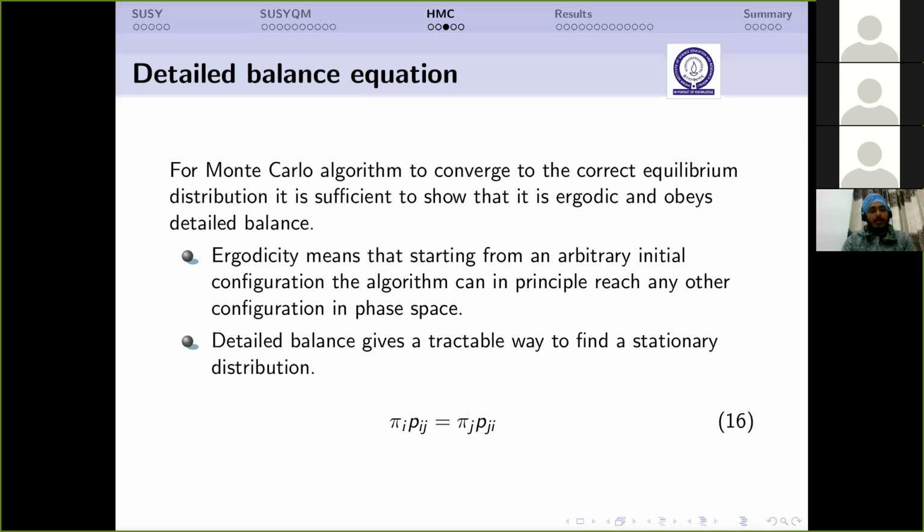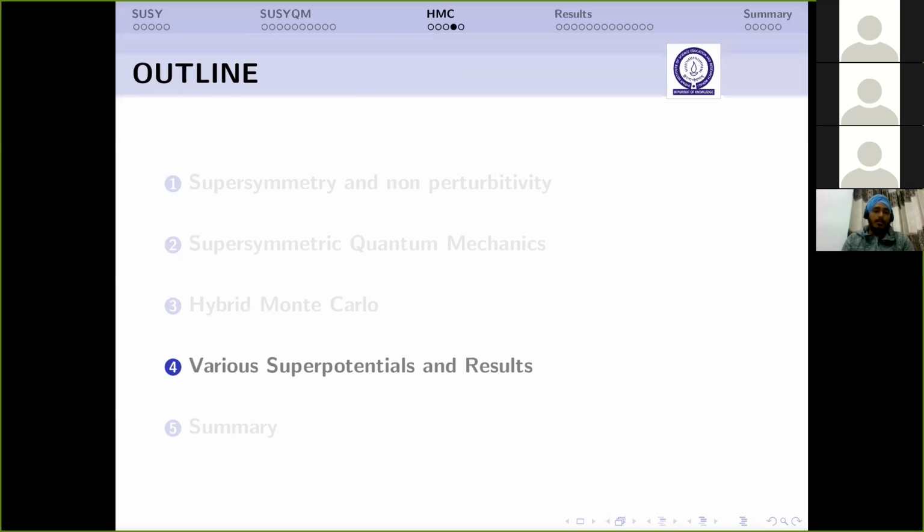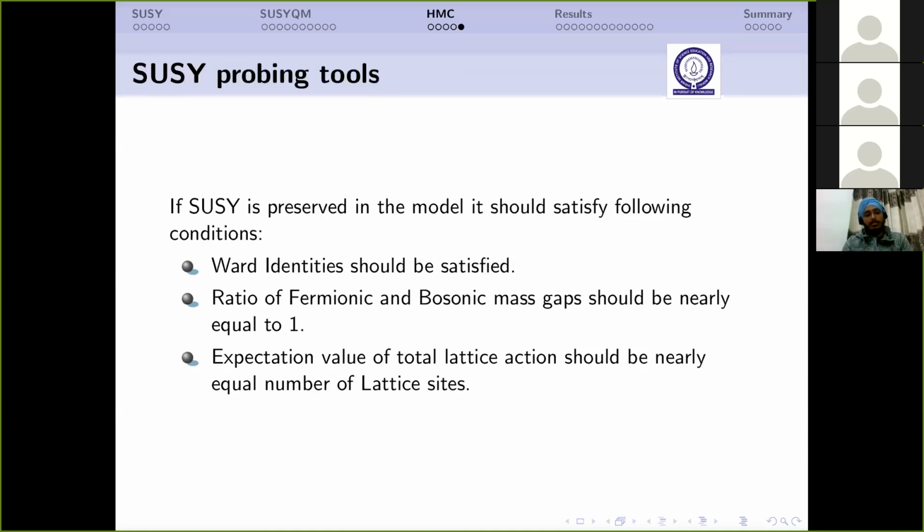So let's now move to the main section of my talk: what do we need? Before that, some supersymmetric probing tools that we have used. We have checked Ward identities, whether Ward identities are satisfied or not. The other thing that we have checked is mass gaps, the ratio of the mass gaps, the fermionic and the bosonic.